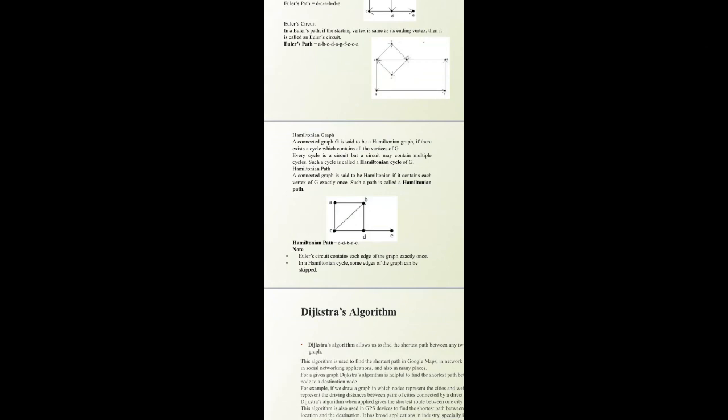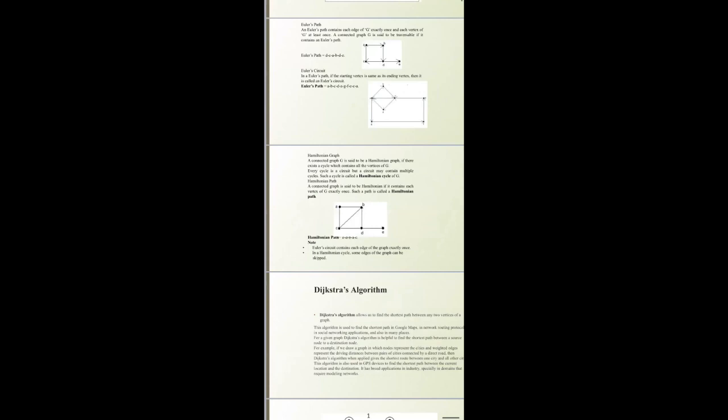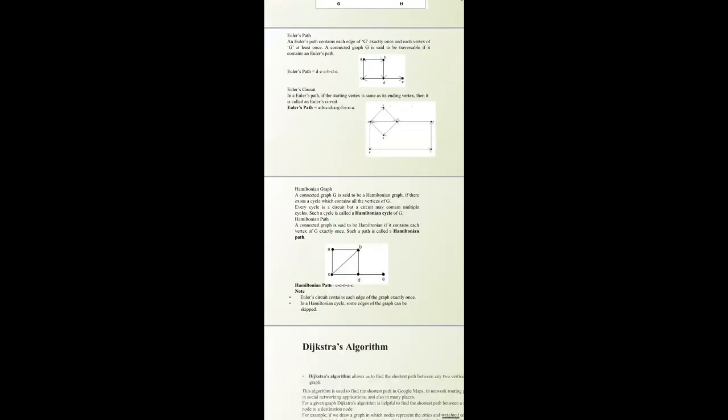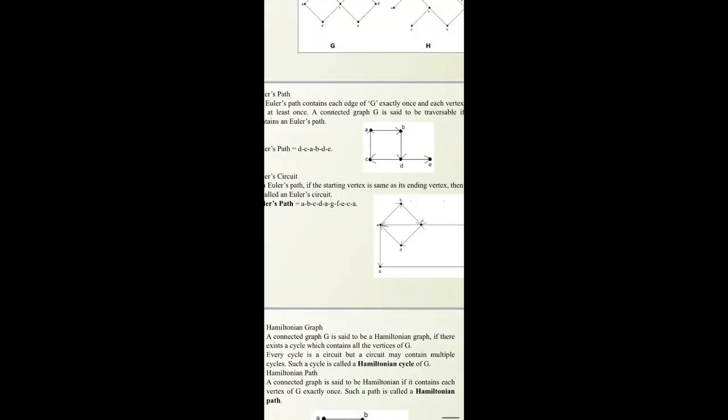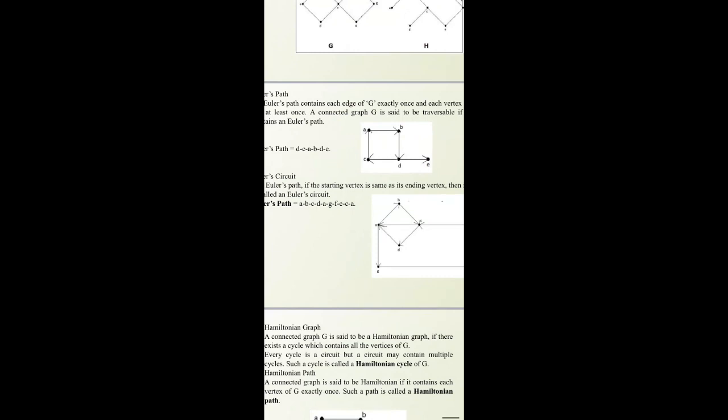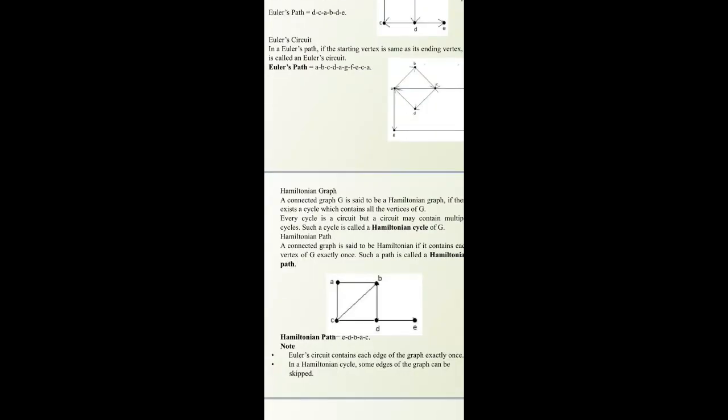Okay, fantastic. Okay, next Hamiltonian graph, same concept like Euler path, but the main difference is only edge and vertex. In Euler, we cover every edge exactly once, and here we will cover every vertex.